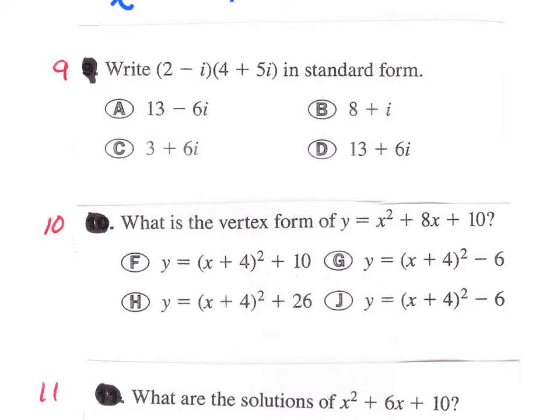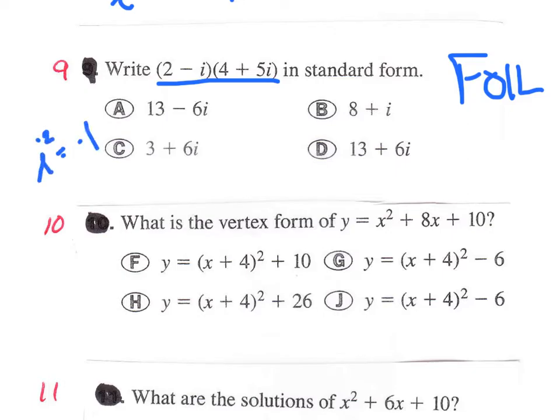Number 9, you need to write this in standard form. The only difference from this one is that it's multiplication. So you want to FOIL, remember FOIL: first, outer, inner, last. Remember what we talked about on number 8 as far as i squared equaling negative 1.